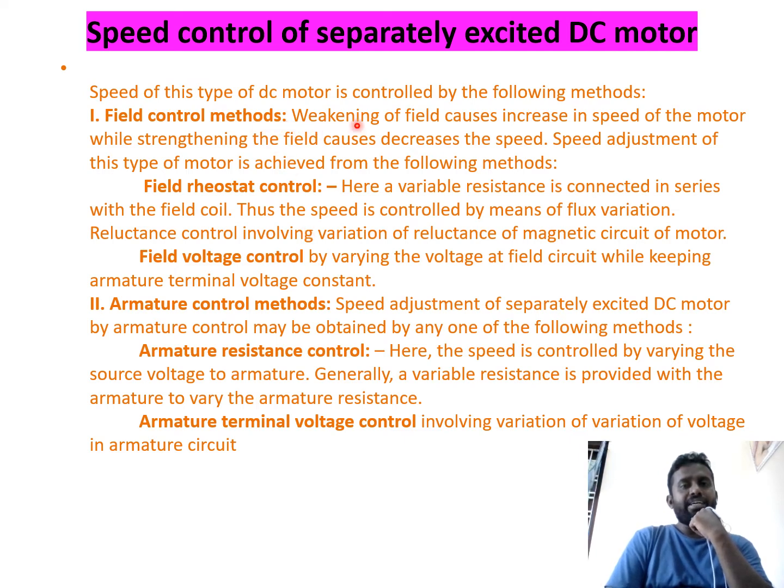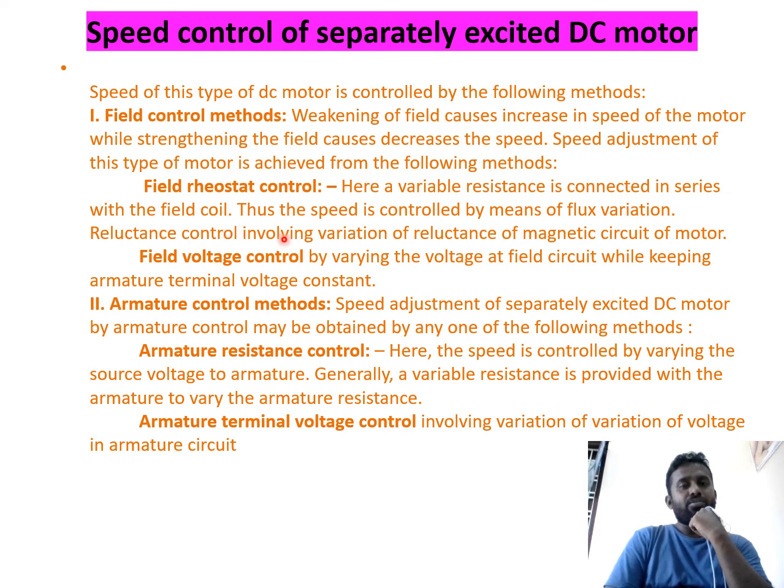Field control method. Weakening of field causes increase in the speed of the motor, while strengthening the field causes the speed to decrease. Now, field in the sense flux. If you are decreasing the flux, speed will increase, and if you are increasing the flux, speed will decrease. Now, speed adjustment of this type of motor is achieved by field rheostat control. Here a variable resistance is connected in series with the field winding. The speed is controlled by means of the flux variation.